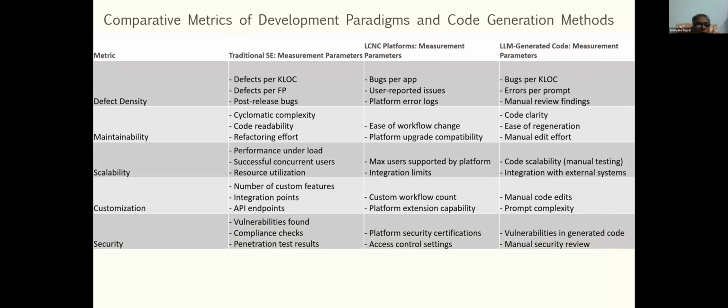And similarly, how do we measure defect density comparatively here? What are the bugs per app?